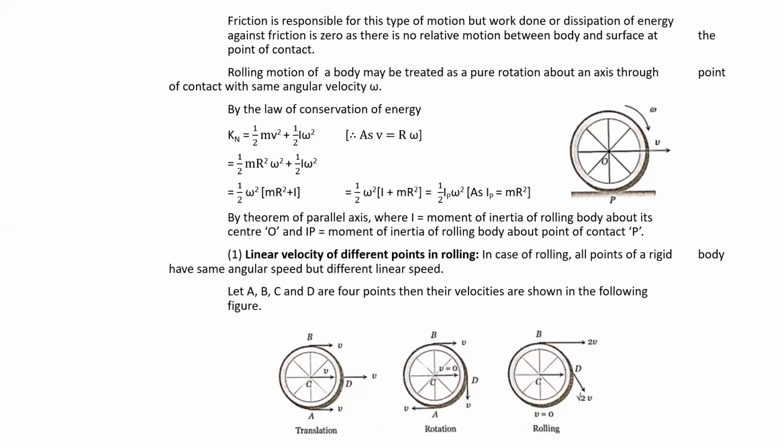So here you can see in the figure that different points they have considered. Points A, B, C, and D are the 4 points. Then their velocities are shown in the following figure.